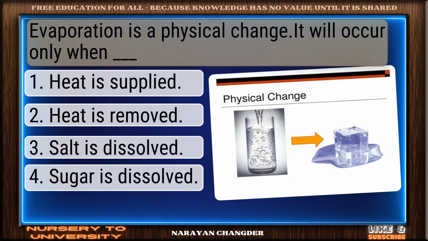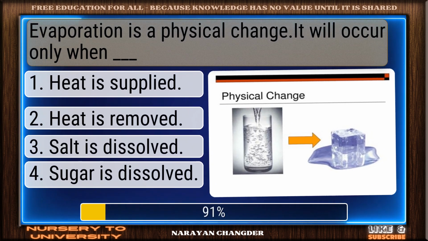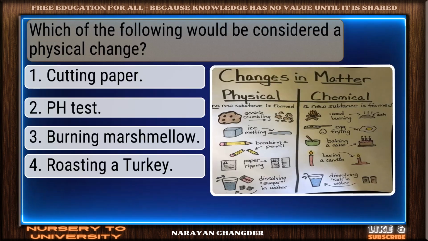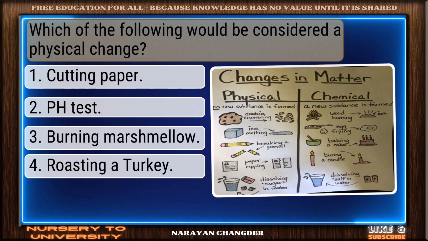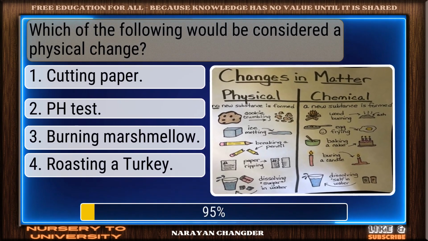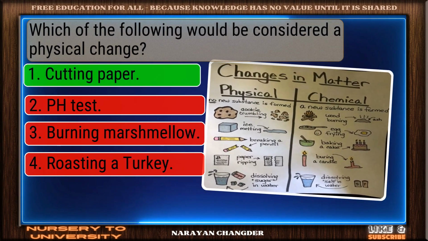Evaporation is a physical change. It will occur only when dash. Well picked. Heat is supplied is the correct answer. Which of the following would be considered a physical change? Great thinking. Cutting paper is the right choice.